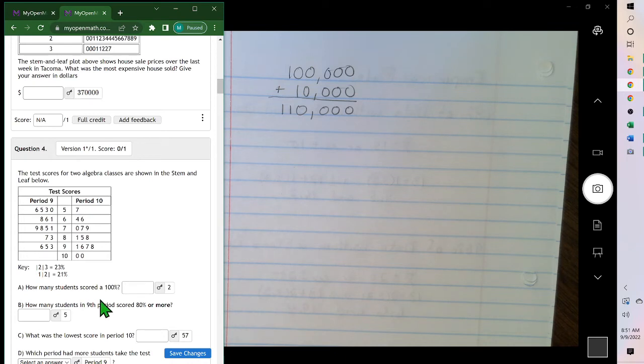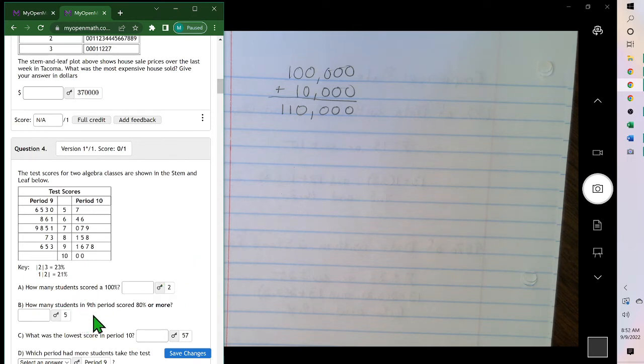How many students scored 100%? Well, we'd look here, because your leaf is on this side and this side, the stem's in the middle. 100% then would be here. There'd be 1, 2. So there were 2 people that got 100%.